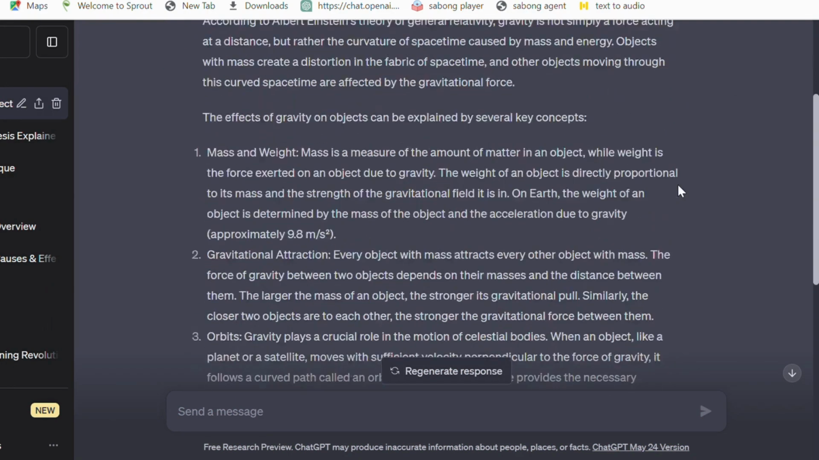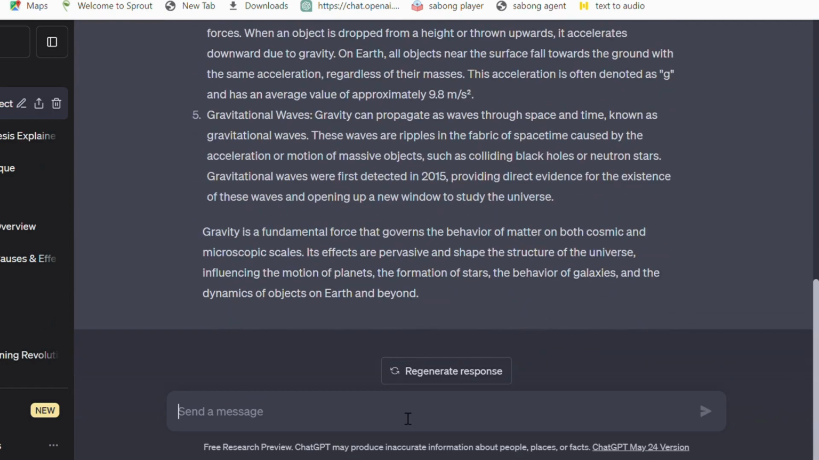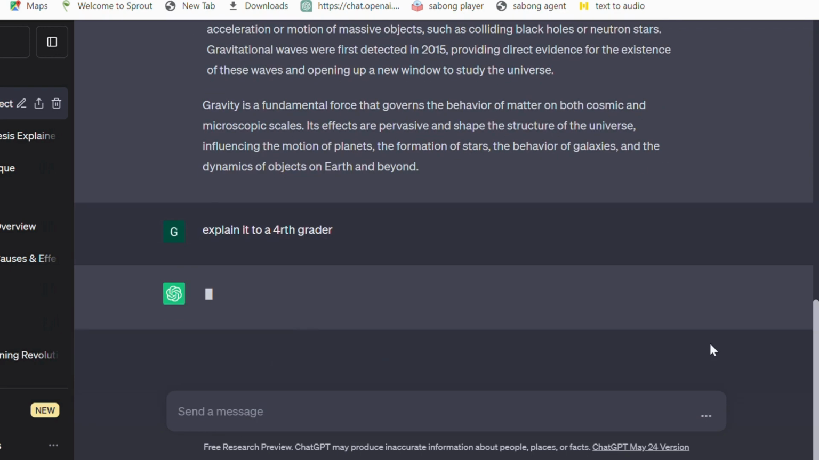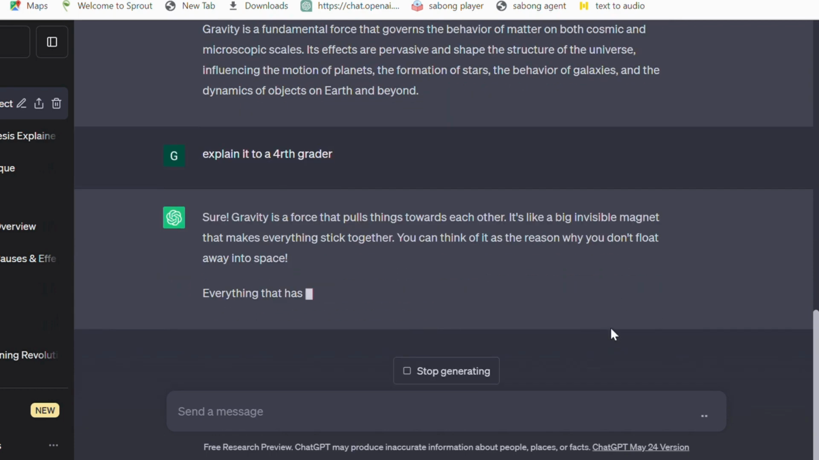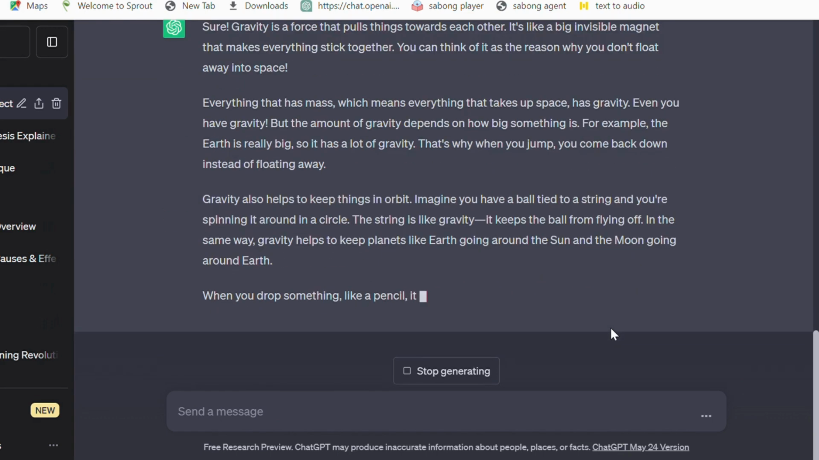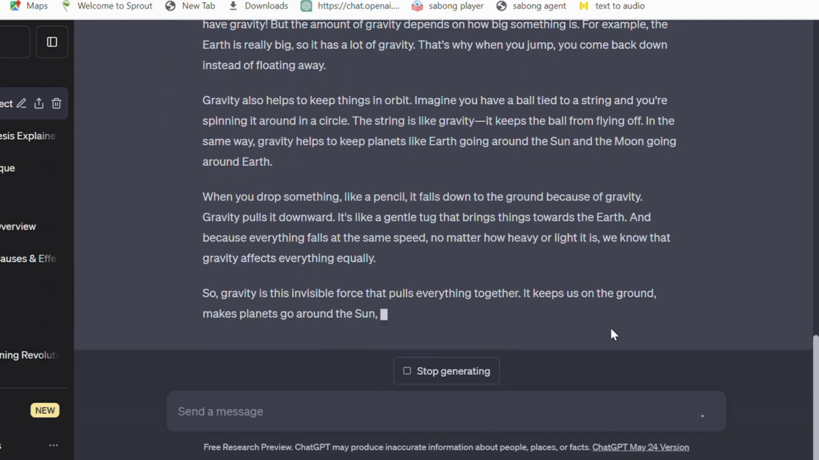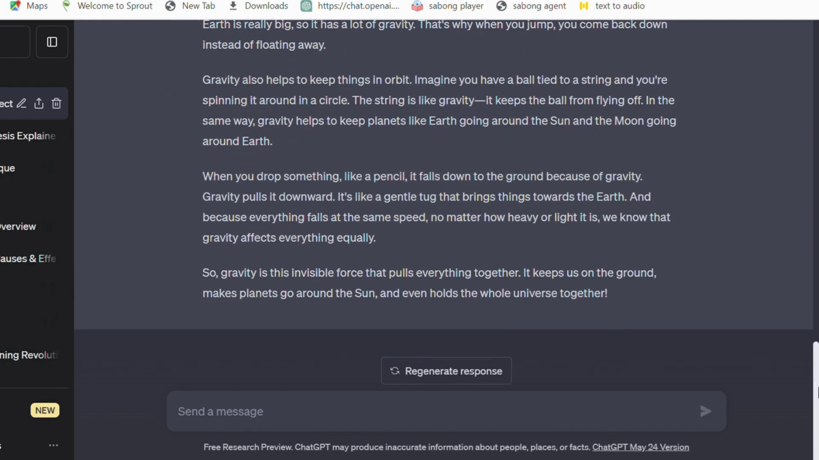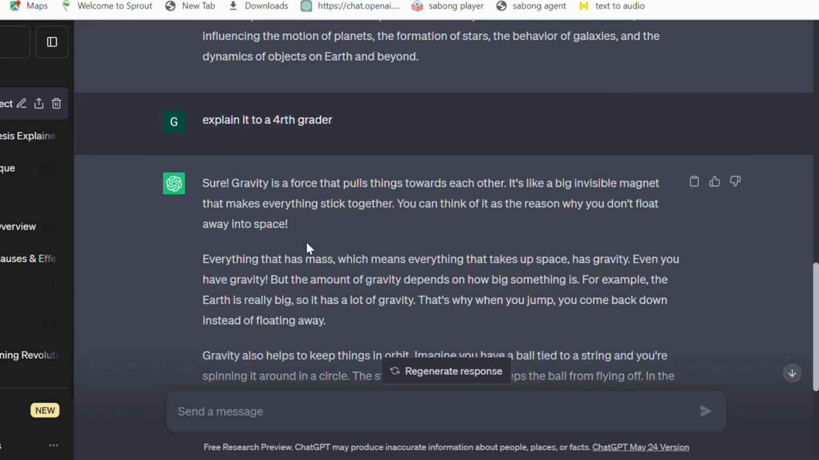While the explanation is accurate, let's ask for a step-by-step breakdown to make it easier to understand. Again, just simply type, "Explain it to a fourth grader." Now, we received a more accessible explanation that a fourth grader could easily understand.